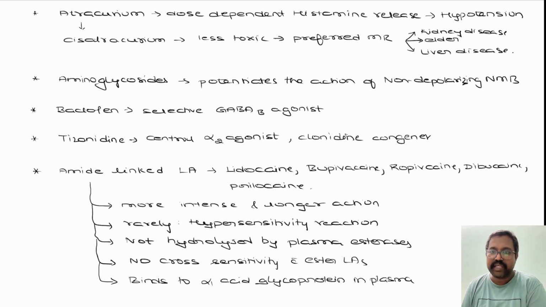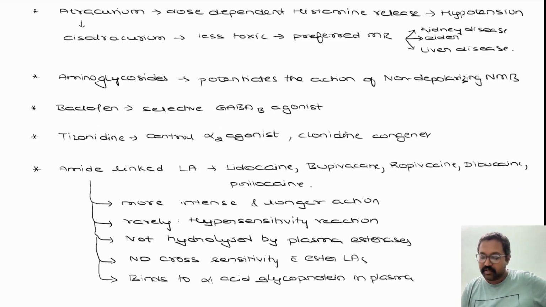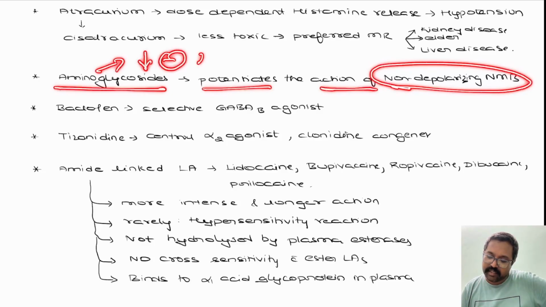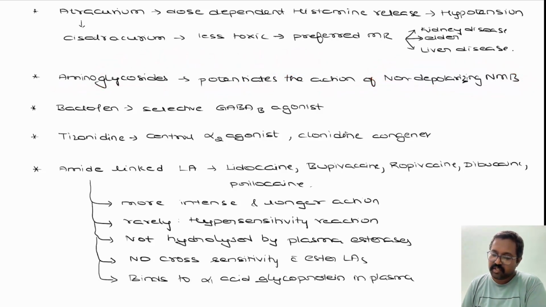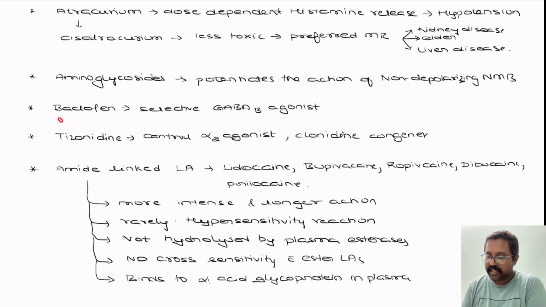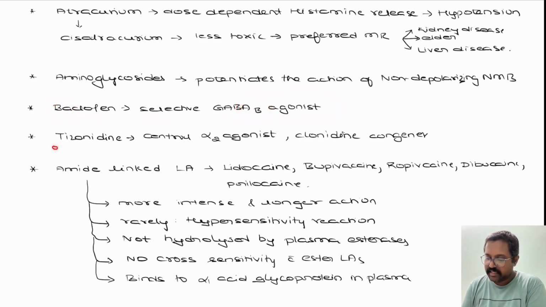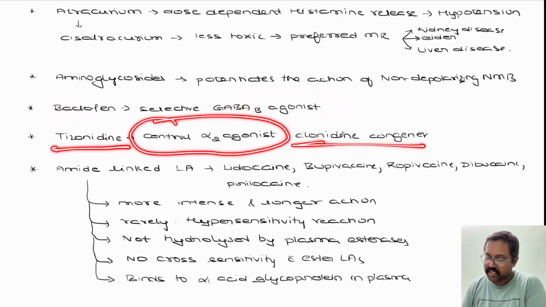So what happens when you give aminoglycosides? Aminoglycosides will potentiate the action of non-depolarizing neuromuscular blocking agents, because aminoglycosides inhibit the release of acetylcholine from the nerve terminals. Baclofen is a skeletal muscle relaxant, and it is a selective GABA B agonist. We have tizanidine, which is a centrally acting alpha 2 agonist, and it is a clonidine congener.